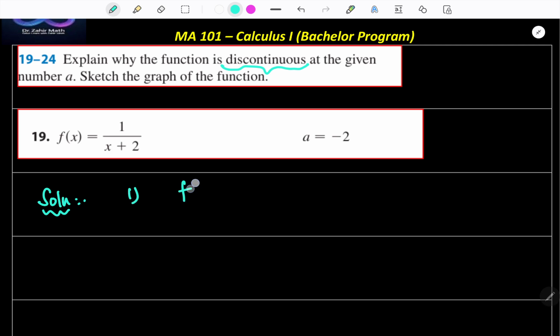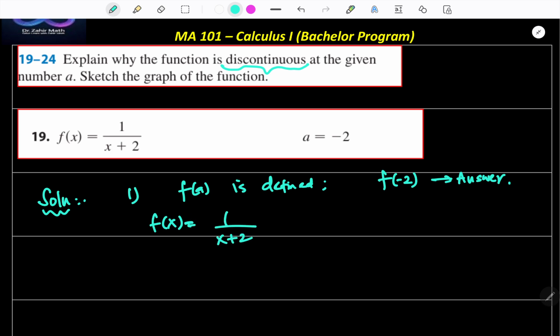So what is step number 1? F of a is defined. What is f of a? F of minus 2, you should get the answer. Clear everybody? Right. So what is your f of x? Your f of x is 1 divided by x plus 2. Right. So we are going to put f of minus 2: 1 divided by minus 2 plus 2, which is going to become what?